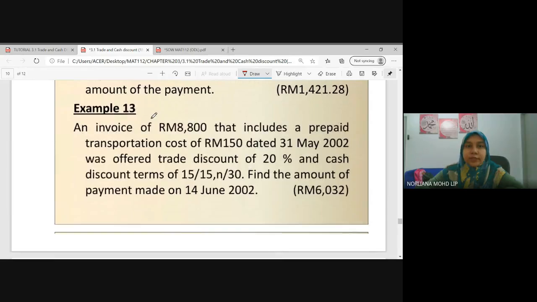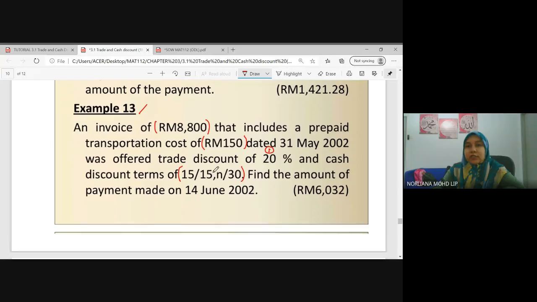Example 13. An invoice of 8,800 that includes a prepaid transportation cost of RM150, dated 31st May 2002, was offered trade discount 20% and cash discount 15, 15, 15 and net 30. Find the amount of payment made on 14 June. So kat sini kita tahu dia ada trade discount, memang dia dapat.